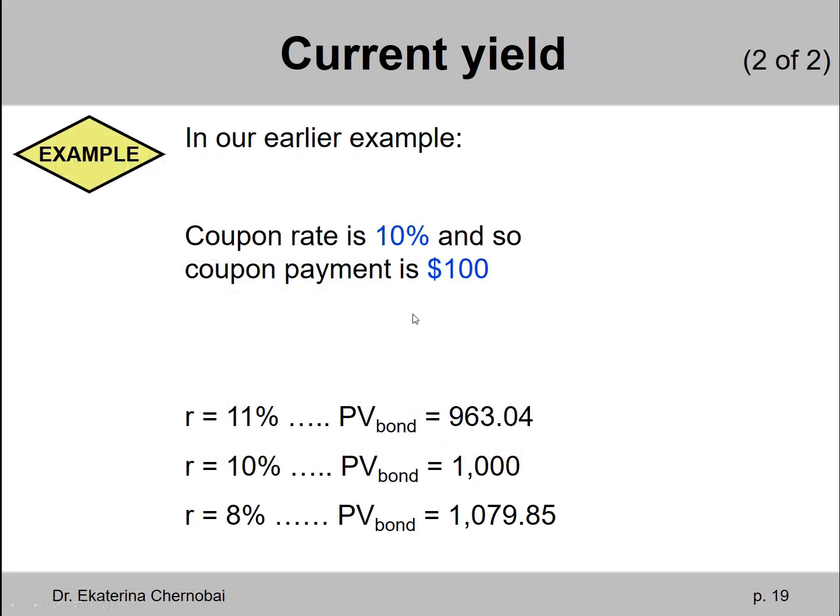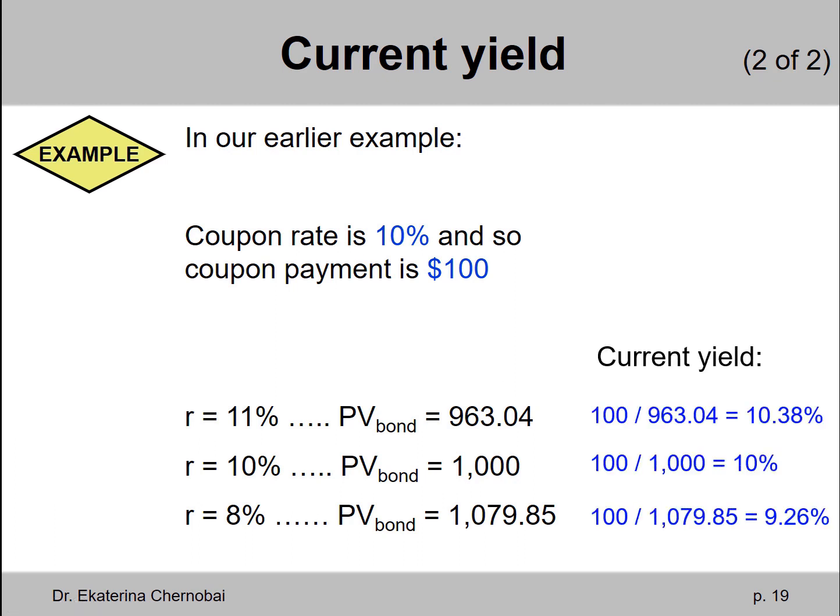In our previous examples, with the coupon rate of 10% that determines the coupon amount, $100, we varied the interest rate, the yield to maturity, from 11% to 10% and then to 8%, right? And we got 3 corresponding bond values. So to calculate the current yield in those 3 similar scenarios, where the only difference was the interest rate, the yield to maturity, we take the $100 annual coupon payment and divide it separately by each of these 3 prices. And we get the current yield of 10.38%, 10%, and 9.26%.